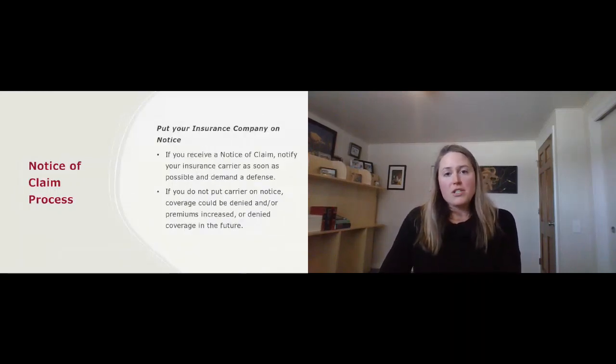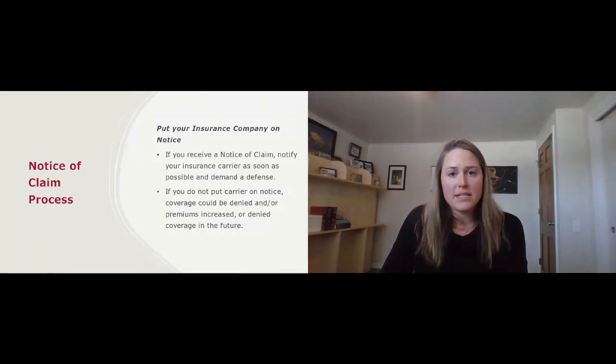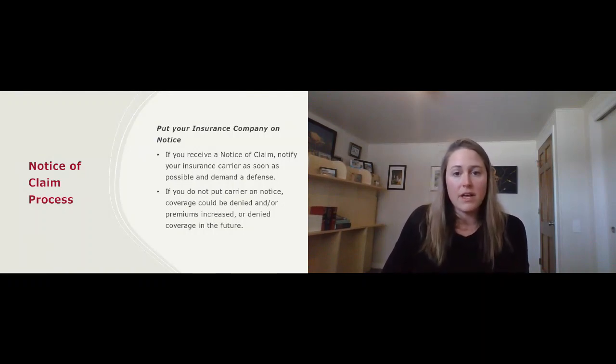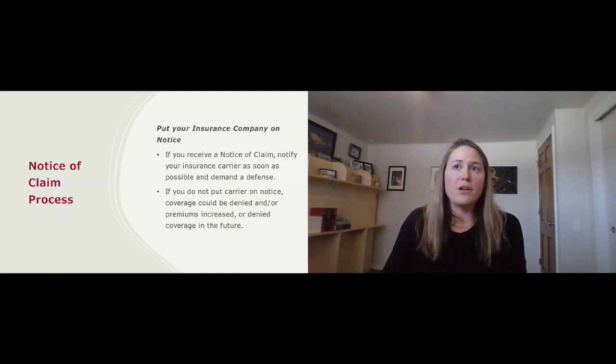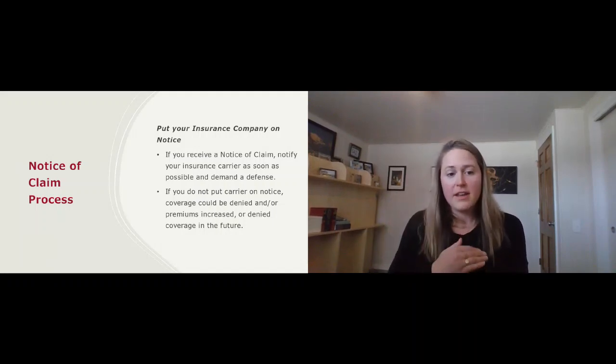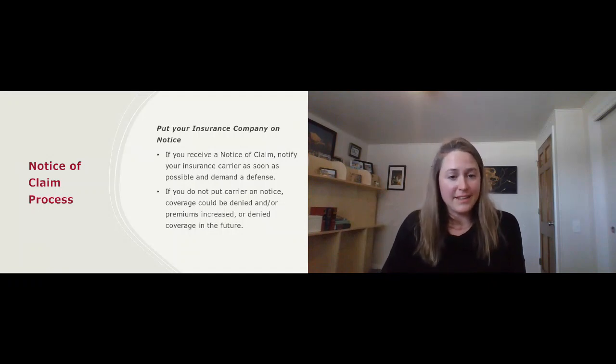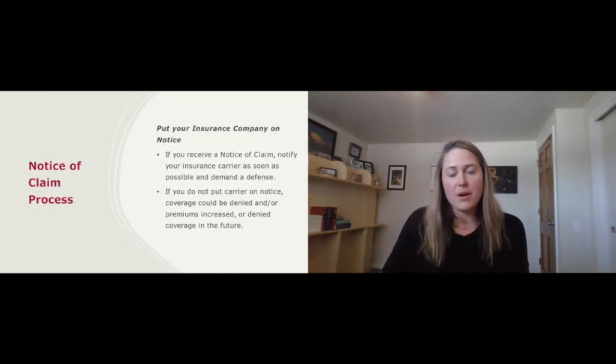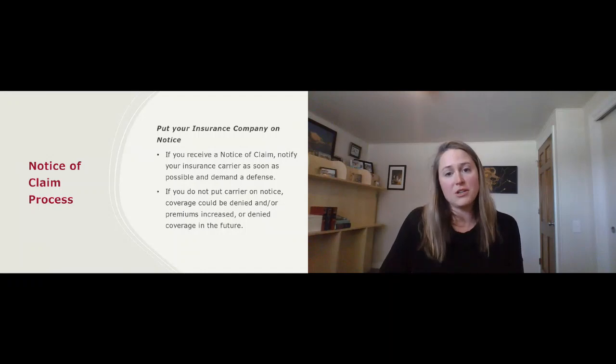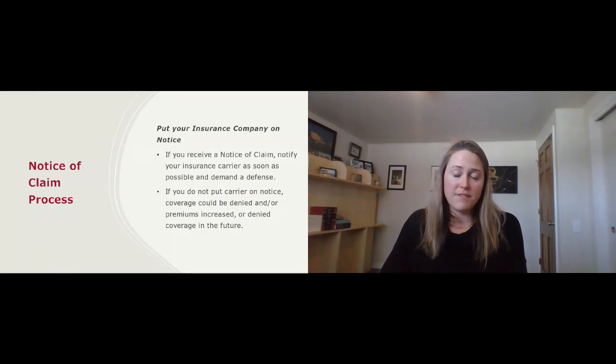So the thing I want to stress here, and this is a best practice, it's going to come up differently in different situations, but you want to put your insurance company on notice early. As soon as you receive a notice of claim, or even if it's not a notice of claim pursuant to SIDARA, if you're just aware that there's an unhappy homeowner who is likely to sue you and they've described defects to you in writing, even if the process isn't being followed exactly how it's laid out in the statute, if you receive notice of a potential claim for construction defects, you should notify your insurance carrier as soon as possible and demand a defense.